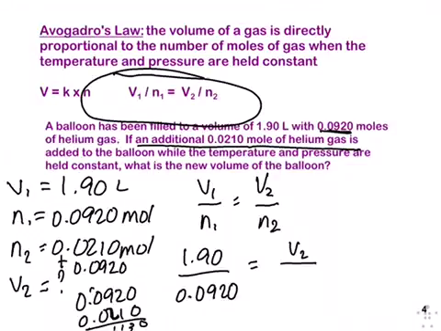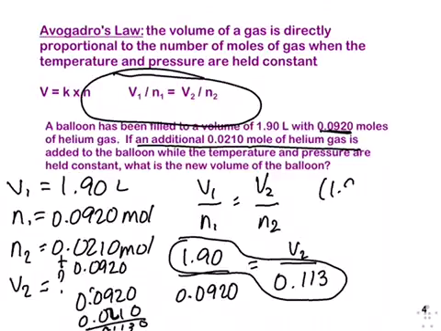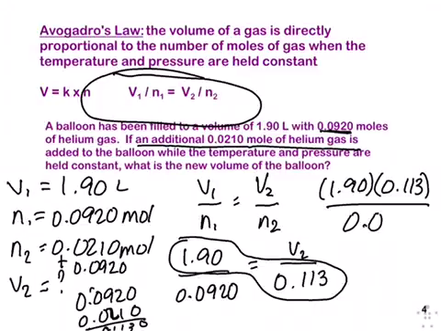0.113. Cross multiply, and it'll be 1.9 times 0.113 over 0.092. And your second volume should be 2.33 liters.